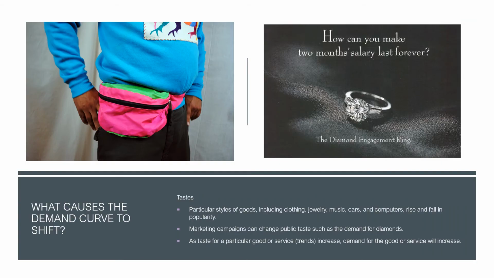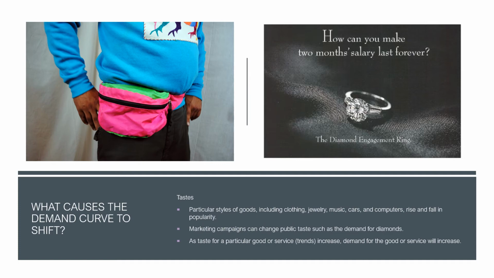Tastes. Particular styles of goods, including clothing, jewelry, music, cars, and computers, rise and fall in popularity. Depending on the year, for example, the jeans in fashion might have straight, flared, or bootcut legs, and they might be low-rise, stonewashed, distressed, baggy, or tight. Tastes change and styles go in and out of favor for many reasons. Sometimes the wardrobes of famous people influence the tastes of the broader population, as when the styles of first ladies and royalty cause buying frenzies.